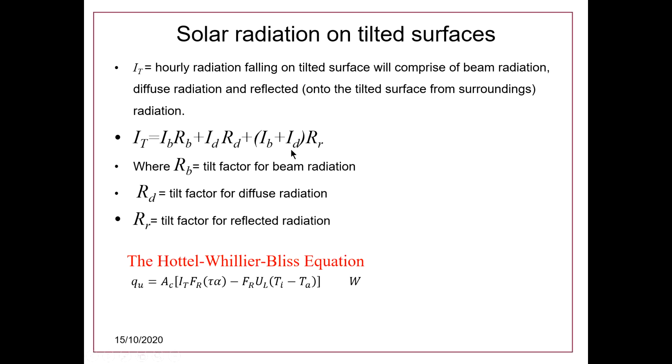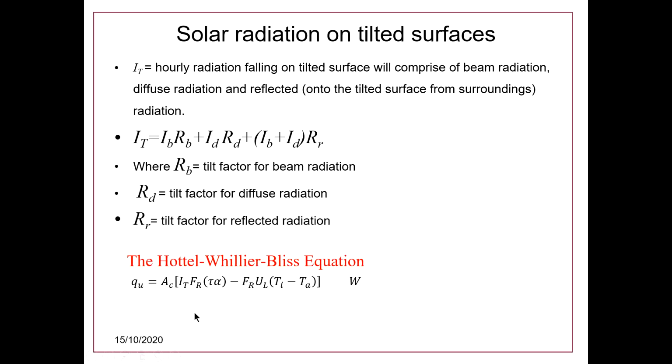IB plus ID is the global radiation, IG, and RR is the tilt factor for reflected radiation. So the expression for RR is (1 minus cos beta) by 2 into rho g, where rho g is the ground reflection factor, that is 0.2. These parameters have already been discussed in my previous presentations in detail. Those who are interested to understand this in a good manner are requested to refer to my earlier presentations. Okay, so the Hottel-Whillier-Bliss equation, which forms the basis of sizing of a solar thermal system, is given below.